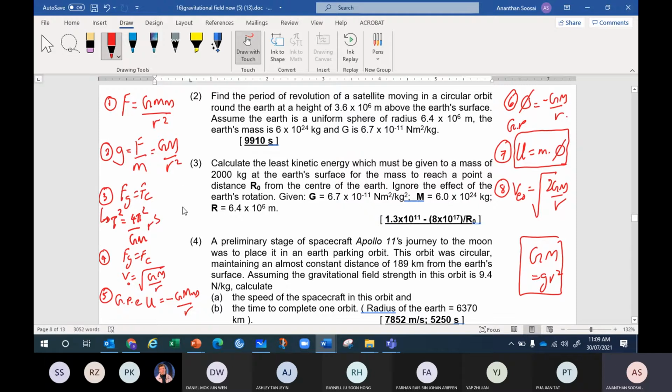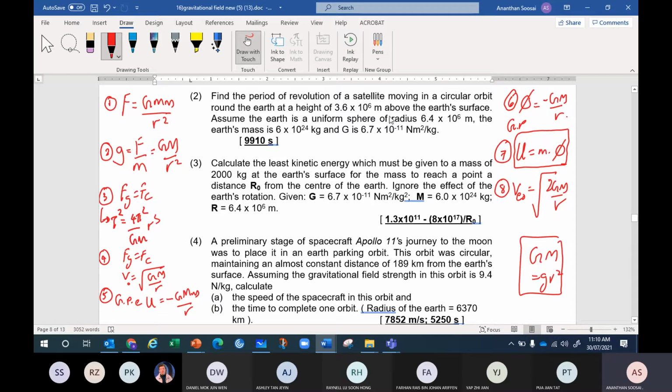Find the period of revolution of a satellite moving in a circular orbit around the Earth at a height of 3.6 times 10 to the power 6 meters. The height, be careful, make sure, is it from the center of the Earth or from the surface of the Earth? This is the trap normally. So the circular orbit around the Earth at a height of 3.6 times 10 to the power 6 meters, not from the center, but above the Earth's surface.